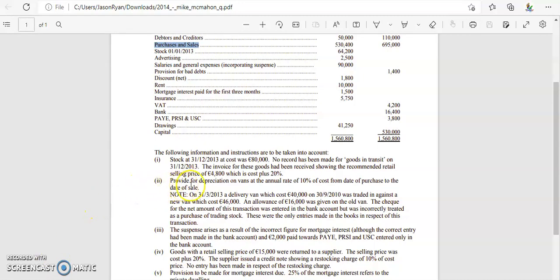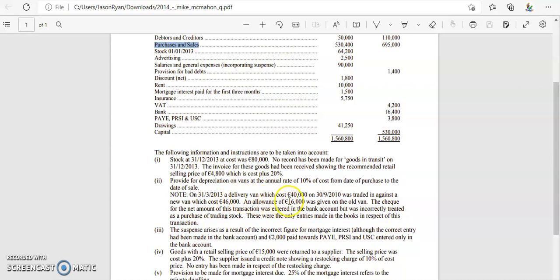Okay, so let's have a look at the second working then for Mike McMahon 2014. It says provide for depreciation on vans at an annual rate of 10% of cost from the date of purchase to the date of sale. So what they'll give you then is they'll tell you that they've sold a van and they've bought a van. So note on the 31st of the 3rd, 2013, that's important for calculating the depreciation.